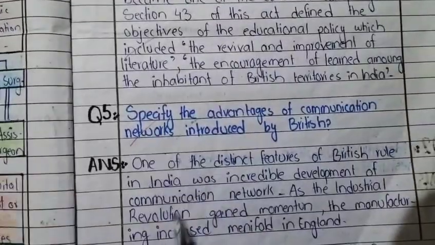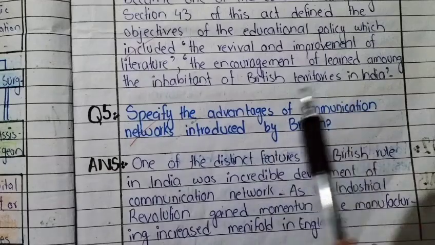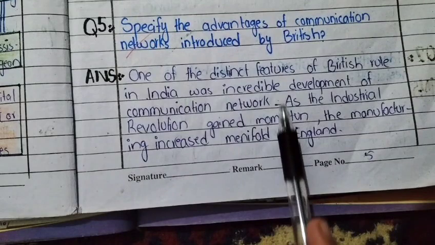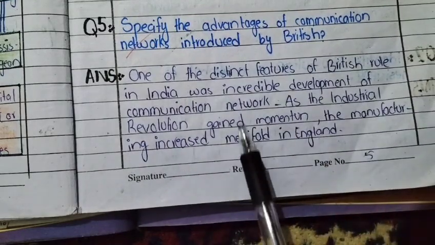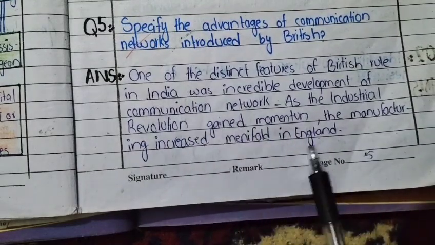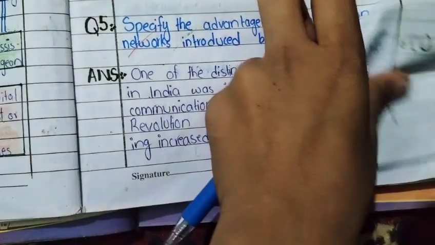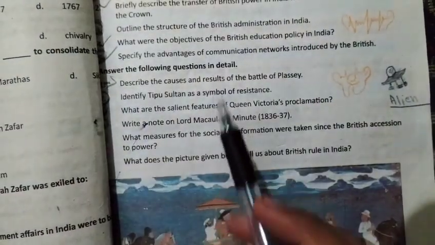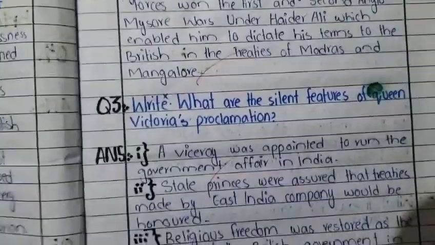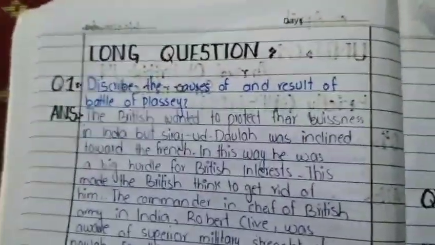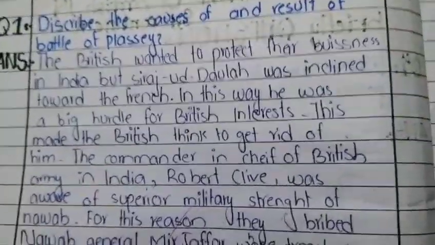Question number 5. Specify the advantage of the communication network introduced by the British. The answer is that one of the distinct features of the British rule in India was an incredible development of the communication network. As the industrial revolution gained momentum, manufacturing increased manifold in England. Long question: ahead we have number 1, describe the causes and results of the Battle of Plassey. So see, the first short question is also included in this.